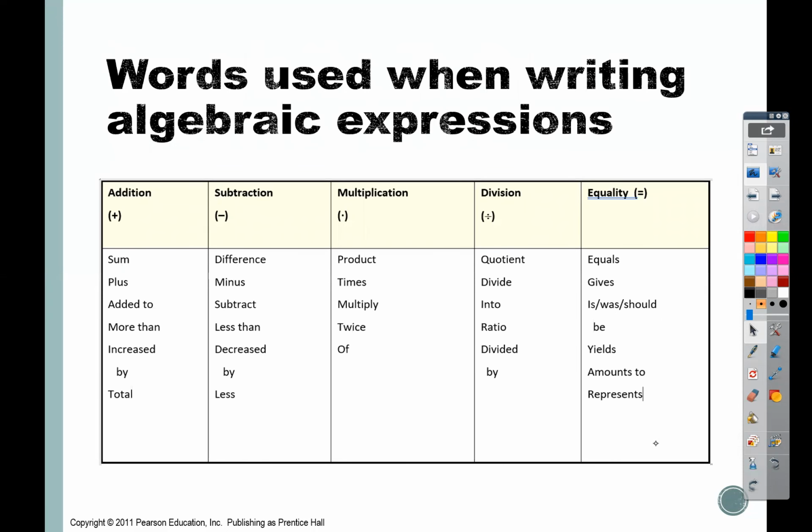Okay, so again, here's some more words to use when writing algebraic expressions. You can pause it and look at these or write them down.